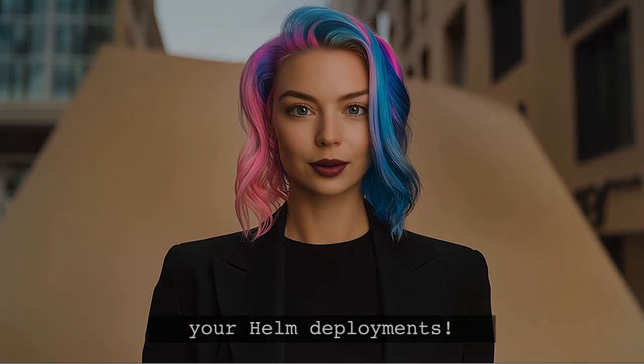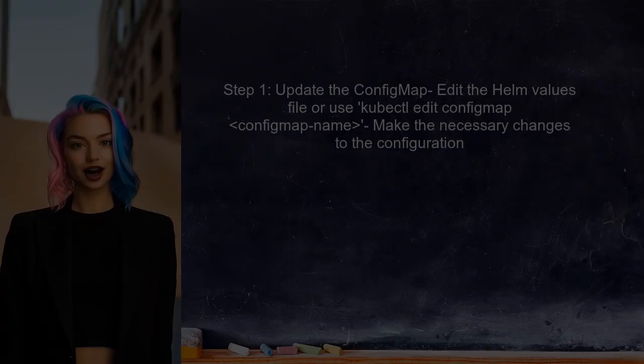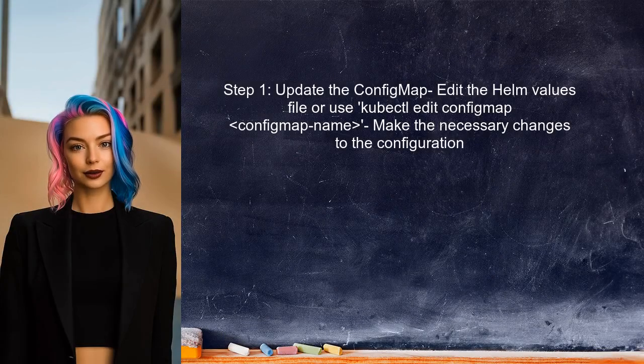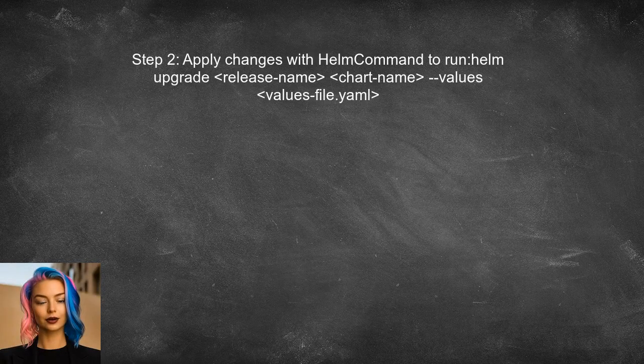To replace a running pod with new configuration values using Helm, the user should first update the config map with the desired changes. This can be done by editing the Helm values file or directly modifying the config map. Next, the user needs to apply the changes to the Helm release. This can be done by running the Helm upgrade command, which will automatically update the pods with the new configuration.